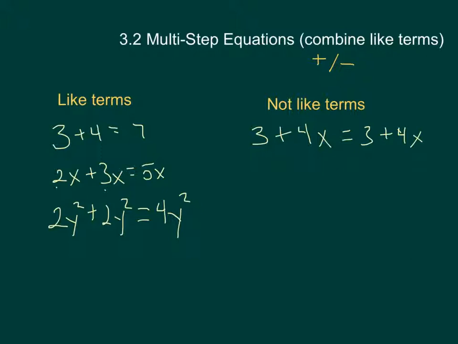Another term might be where I have x squared plus x. Even though they're both x's, the exponents are not the same. And of course, if I have something like 3y plus 2x, okay, variables are not the same. So I can't combine them. And if I was going to write it out, or I had something where I had to combine it, I would just rewrite the whole expression.